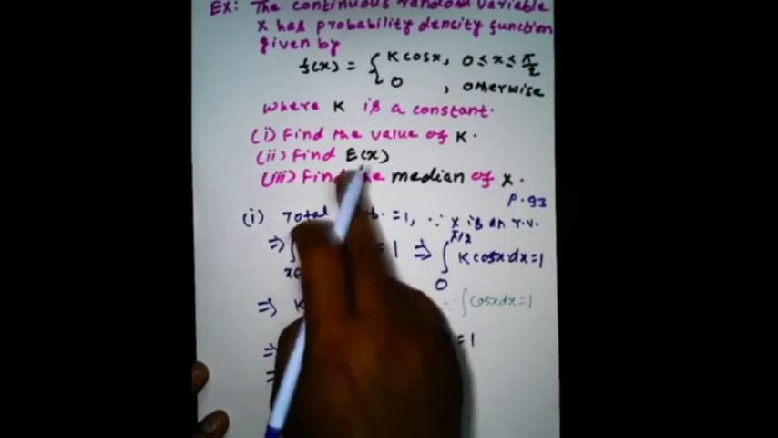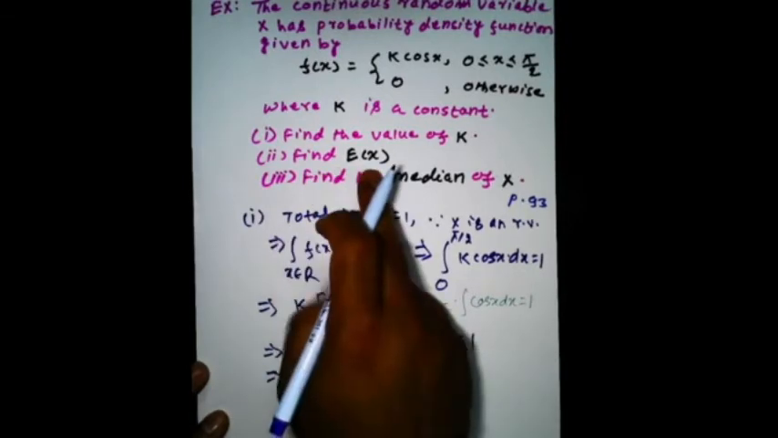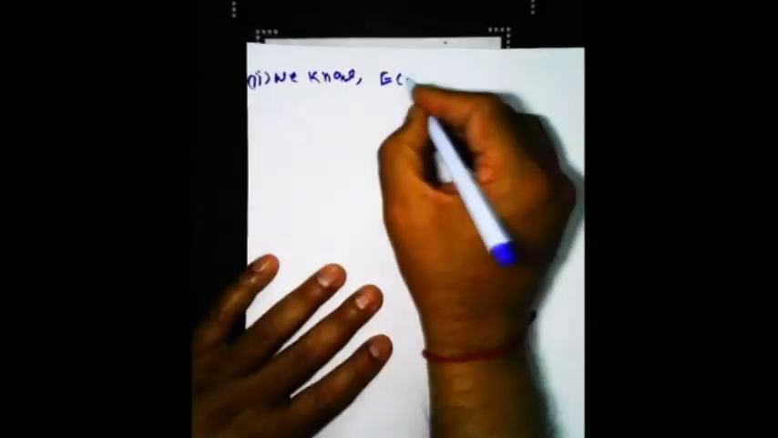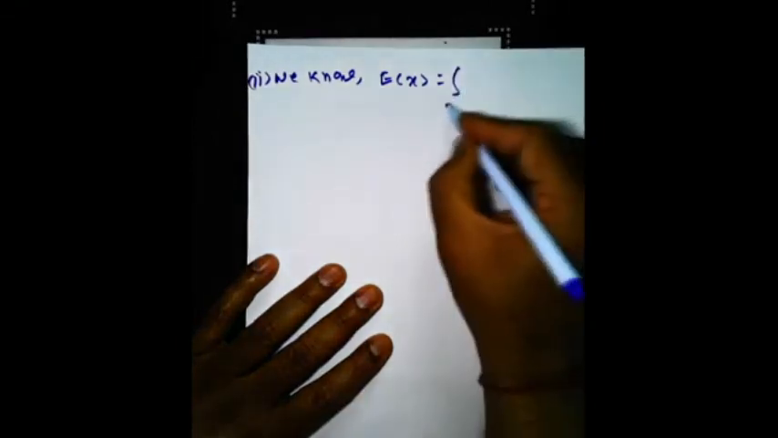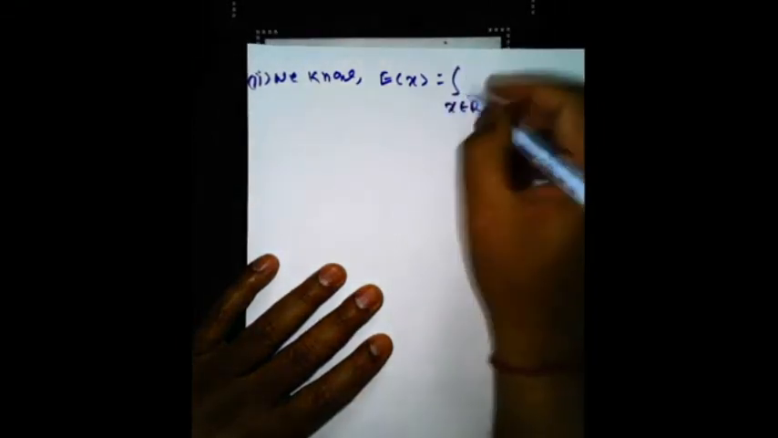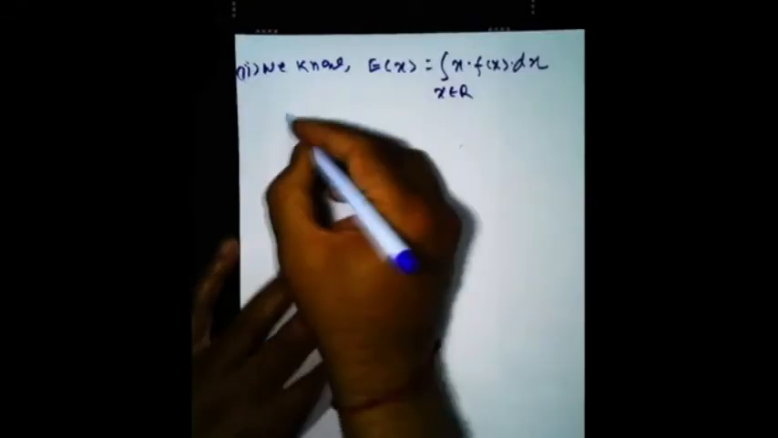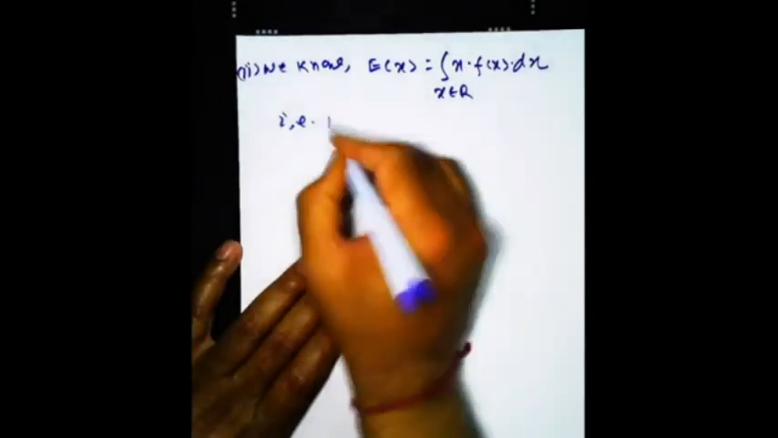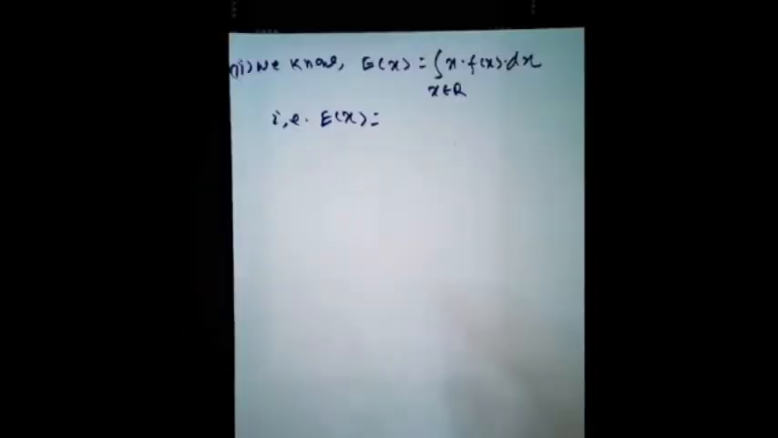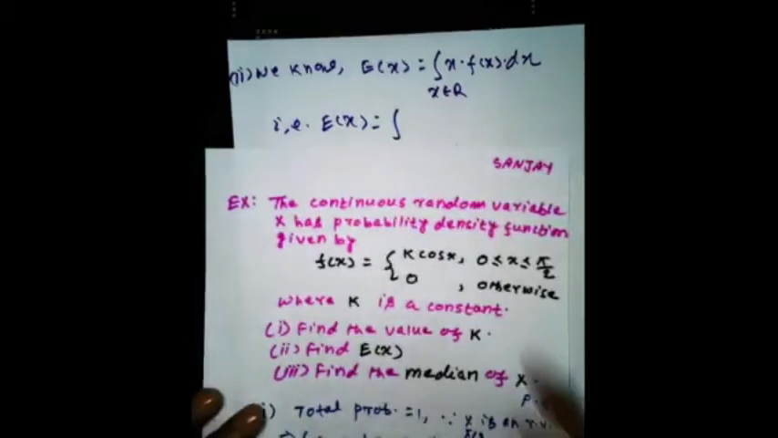Now in the other part of this question, you have to find the expectation of x. So we are talking of the second part of this question. We know that expectation of x, for the given range of values of x, where x belongs to R, real numbers, is the integral of x f(x) dx. So that is expectation of x equal to the sign of integration, and the range of values of x within which we have to integrate the function is 0 to pi by 2.